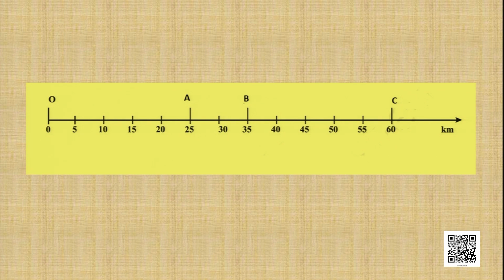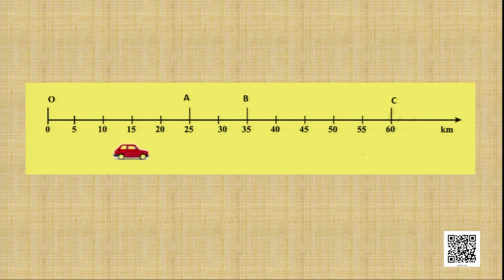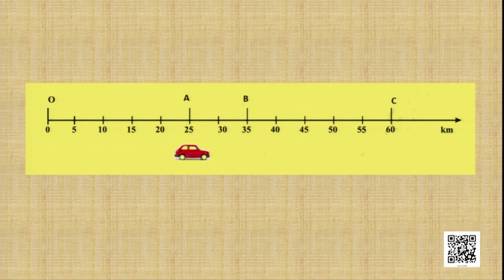My distance here will be O to A, and again 5 km back, that means 25 plus 5, which gives 30. But what will be my displacement? My displacement depends on the initial and final position. The initial position is at 0, and the final position is at the 20 km mark. So the displacement will be 20 km. So here in this case, what do we see?